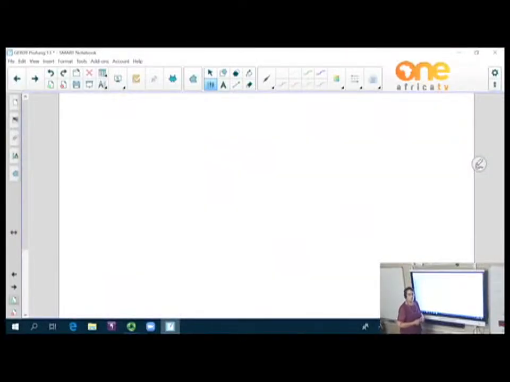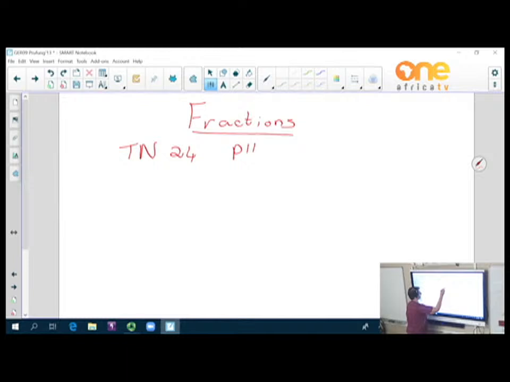Today with a new part, still part of algebra, but today we are looking at fractions. Fractions. And we're going to do fractions with algebra now here. We're going to start with Try Now 24, and that is on page 111. What we do here is we also have to factorize. So we are again going through our rules of factorization.